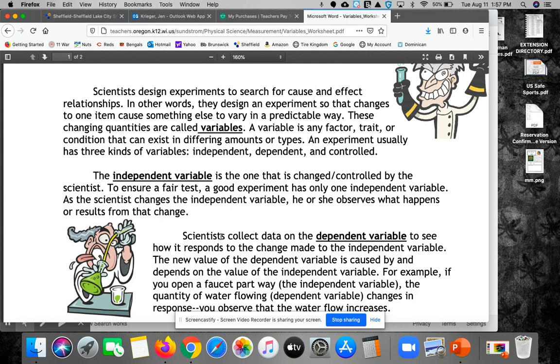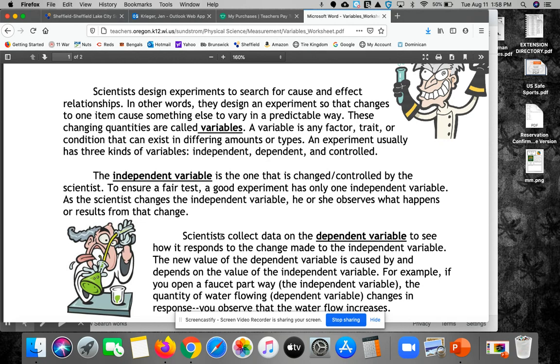Scientists design experiments to search for cause and effect relationships. In other words, they design an experiment so that changes to one item cause something else to vary in a predictable way. These changing quantities are called variables. A variable is any factor, trait, or condition that can exist in differing amounts or types. An experiment usually has three kinds of variables: independent, dependent, and controlled.